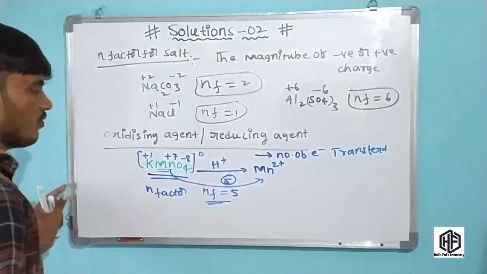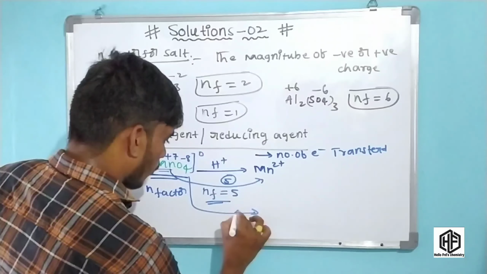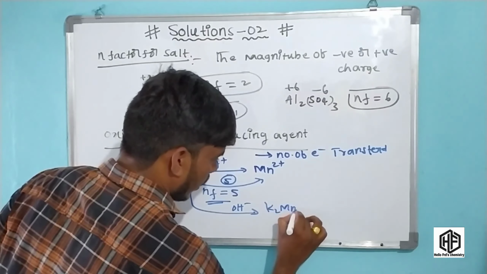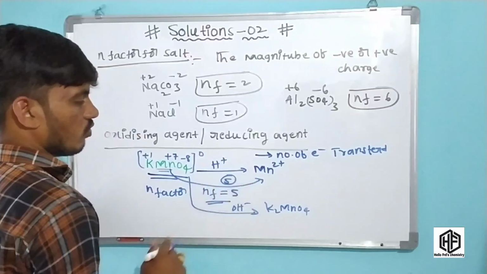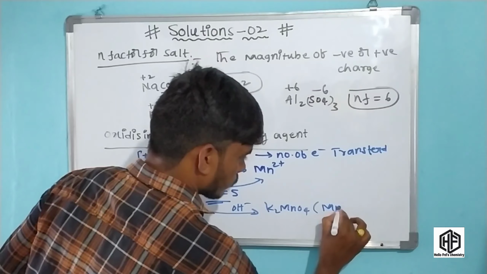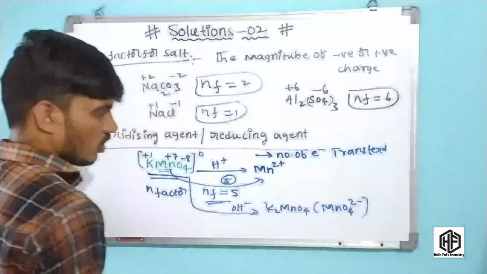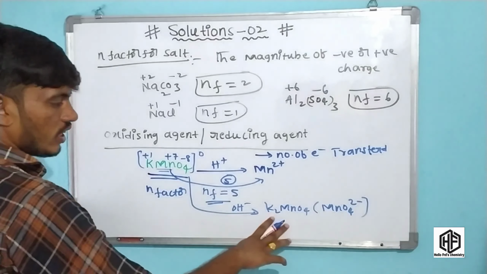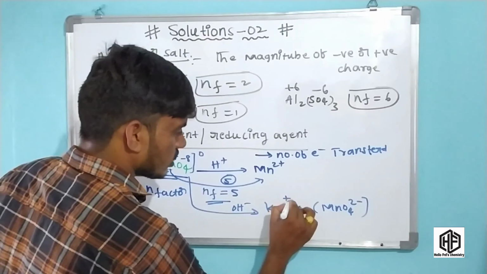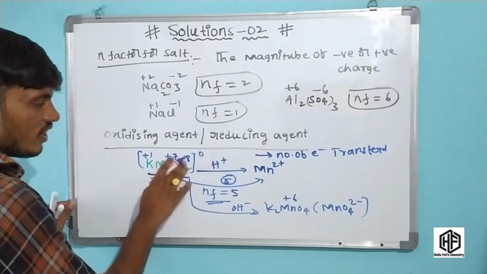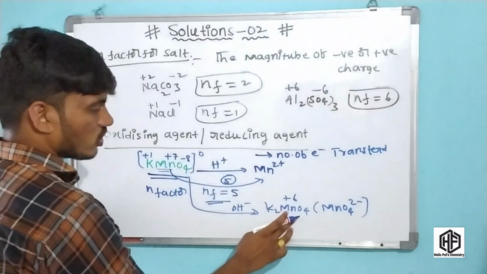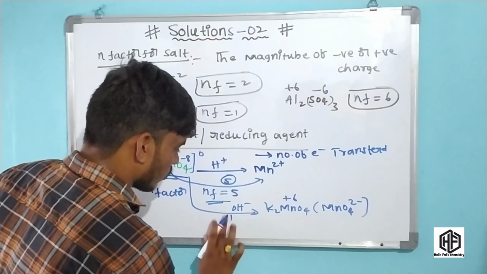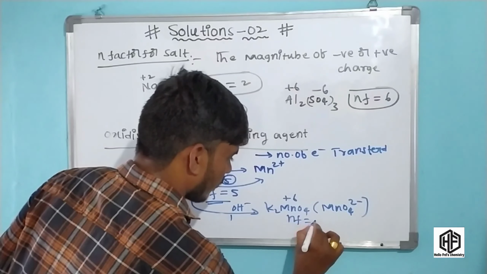Okay friends, this is the calculation of the n factor. For example, in the presence of base, KMnO4 is converted to K2MnO4, that is MnO4 2 minus. Okay friends, MnO4 2 minus. In the presence of base KMnO4 is converted to K2MnO4. In this case the Mn oxidation state is plus 6, from plus 7 to plus 6. Now the number of electrons transferred is 1. Now the n factor value is 1.